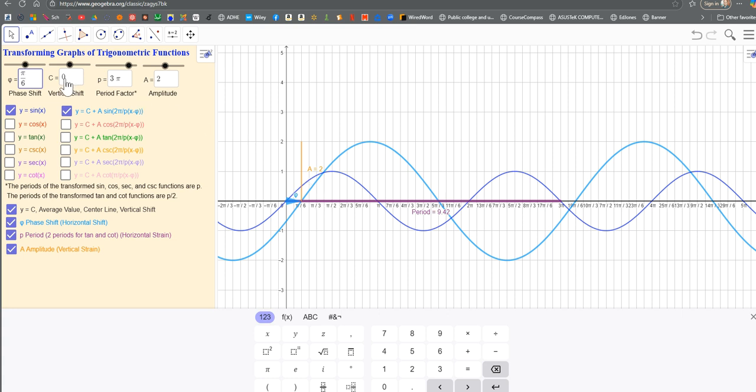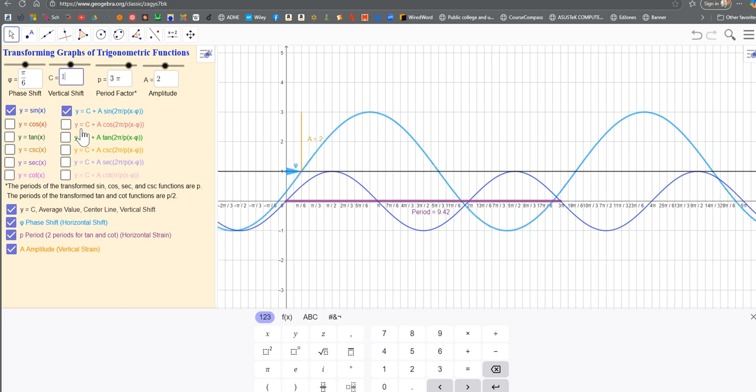And the vertical shift is where we can change this. Let's say we move it up 1 here. So now you can see the amplitude is 2. The phase shift there is pi over 6. The new center line is at 1. And the new period is 3 pi. Okay, so that's one example.